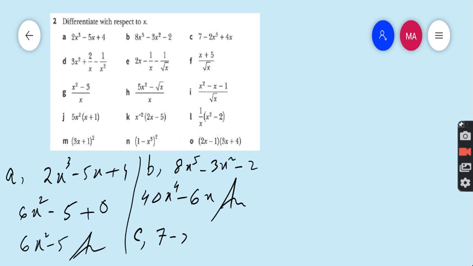7 minus 2x cube plus 4x. The derivative of 7 is 0 because the derivative of a constant is 0. For 2x cube, 2 3s are 6, x square. For plus 4x, the derivative is 4. So the final answer is minus 6x square plus 4. This is our final answer, the answer of part C. Move to part D.